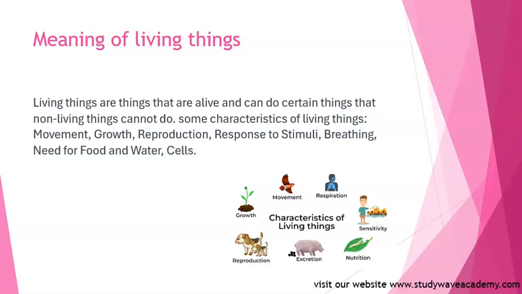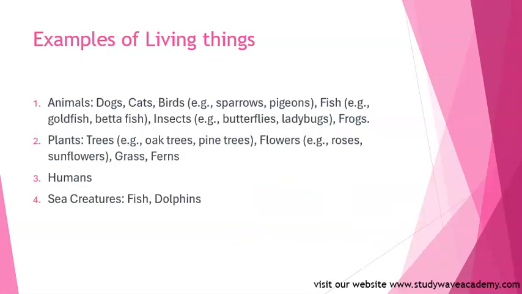So living things are organisms that exhibit life processes. They grow, reproduce, respond to stimulus, okay? And we have plants, animals, human beings. So examples of living things, we have animals: dogs, cats, birds, fish, insects, frogs. There are so many animals, right? They are all living things, okay?